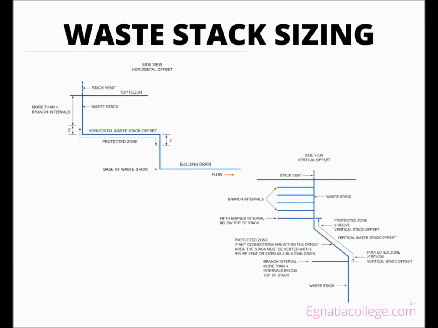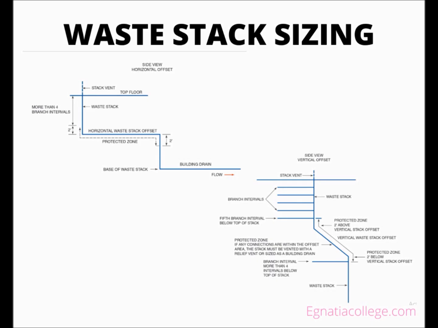Offsets in a waste stack are required on many projects, and the offset areas are regulated with additional codes. In some designs, a waste stack transitioning greater than 45 degrees from true vertical may have special regulations used to size the waste stack. Some codes state that for any connections occurring within the offset area or a dedicated protected zone within the offset area, the waste stack can no longer be sized from a chart. Many codes do not allow any connections within the horizontal offset area or protected zone if more than 4 branch intervals are located above the offset.